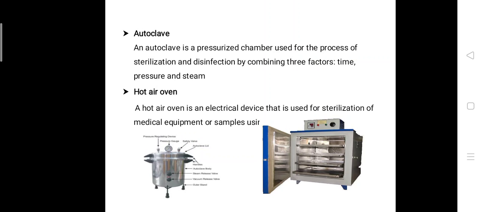So this autoclave is a moist heat sterilization. It is used for the process of sterilization by combining the three factors: time, pressure, and steam. So the way this autoclave works is that it uses steam as the sterilization agent, and the main principle of this autoclave is that all the items within the autoclave come in direct contact with the steam for a particular period, irrespective of the nature of the material, whether it is plastic, glassware, or some liquids.